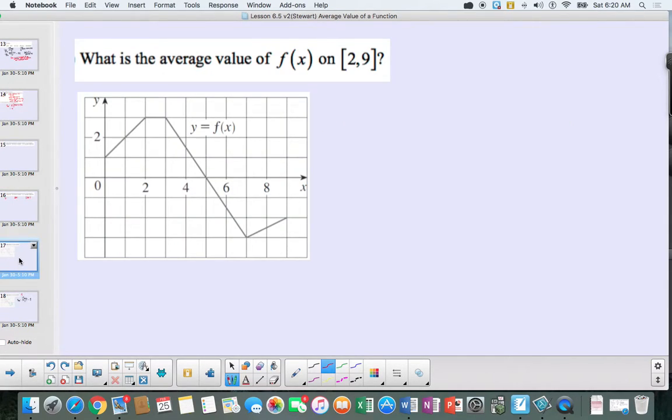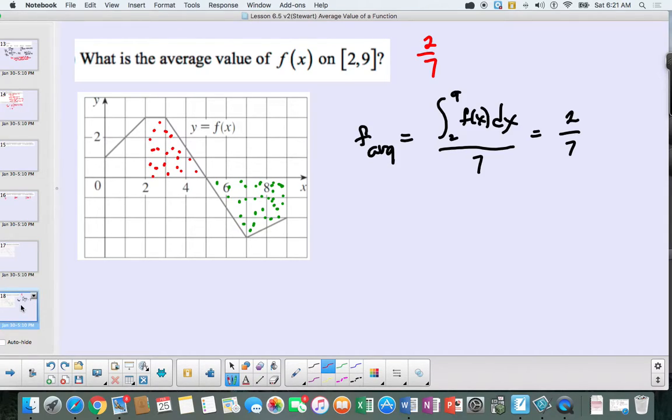Here's another question that they like to ask using a graph. What's the average value of f of x on this interval? Stop the screencast and see what you can do. And here's the answer. It's 2/7.